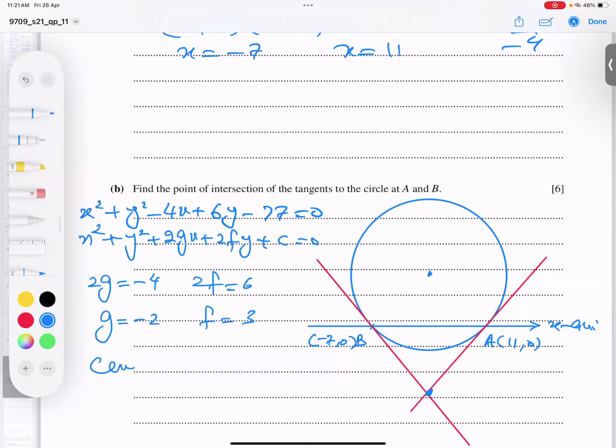But the center turns out to be not this one. Center is the opposite signs. So I got 2, minus 3. And I believe you got my point. The center turns out to be 2, minus 3. So this is C for center, 2, minus 3.